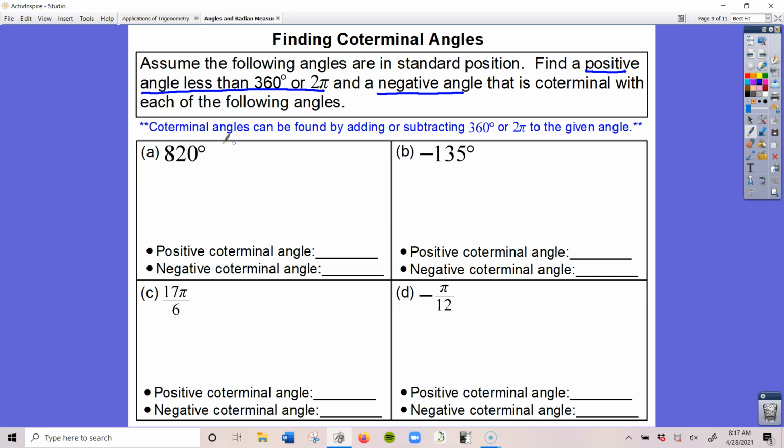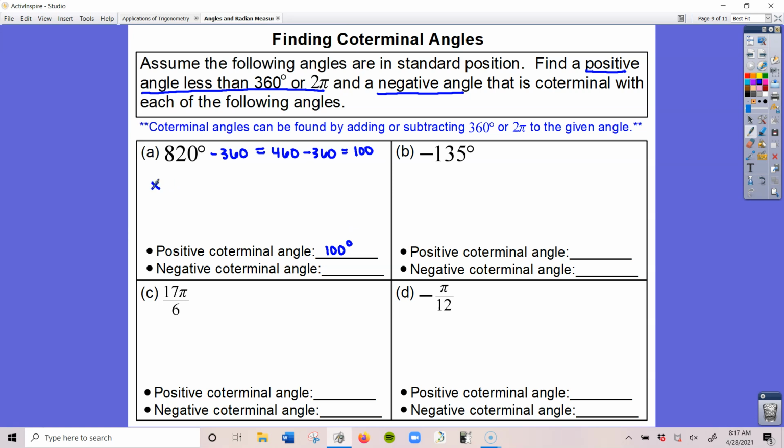Now, 820 is more than 360. So if I want a coterminal angle that is positive but less than 360, I would have to subtract 360, which 820 minus 360 is 460. But 460 is still more than 360. So I'm going to subtract 360 again. And what I end up with is 100. So this is a positive coterminal angle that is less than 360 degrees.